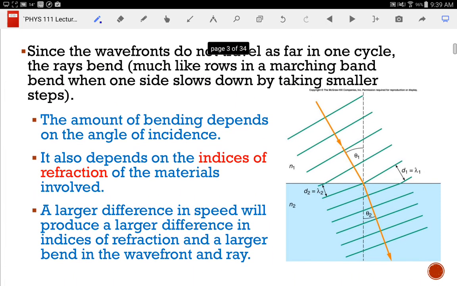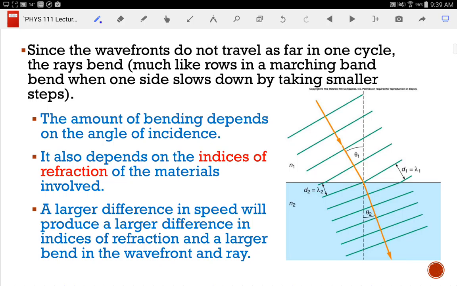Here's another thing that happens when light goes from one material to another. This is where we have the actual word refraction. Refraction means bending when light goes from one material into another. And that bending occurs solely because the speed has changed.